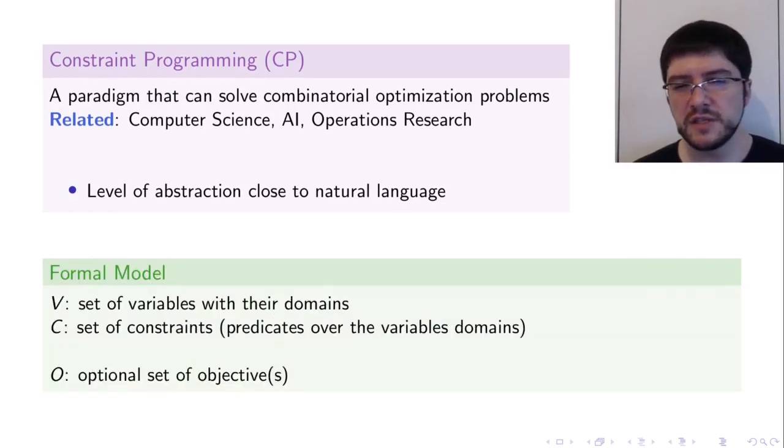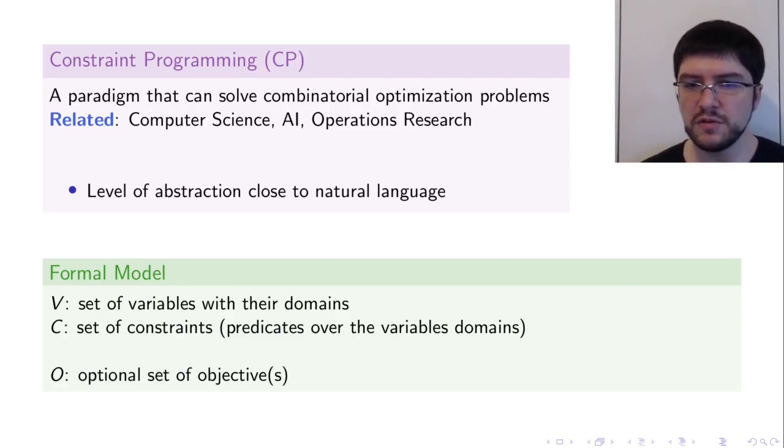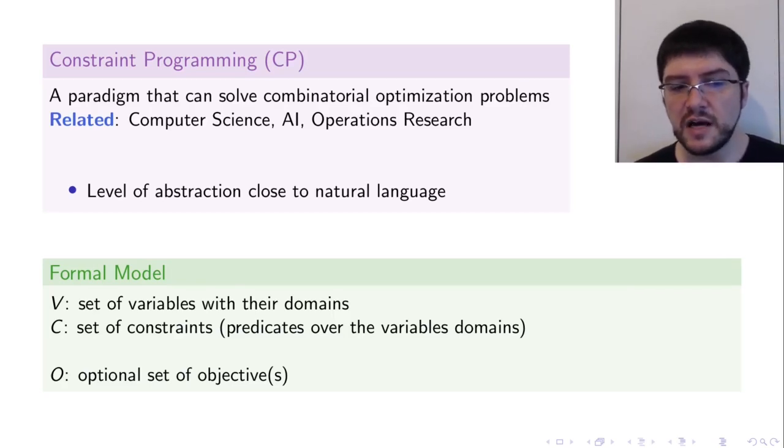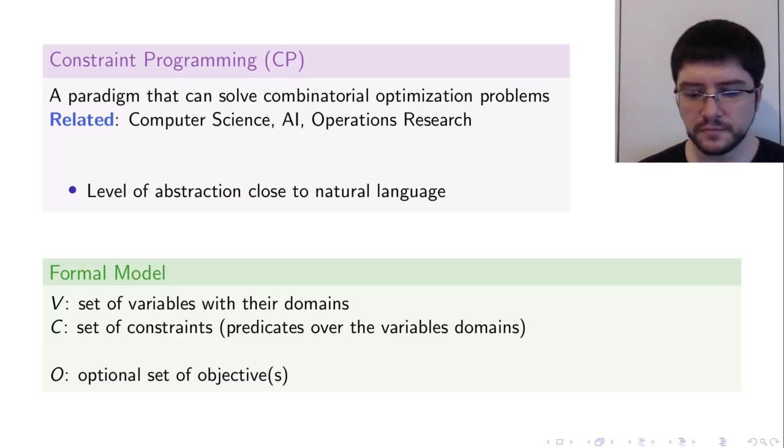Okay, maybe something a bit more formal. To define a CP model, we need a set of variables with their domains, a set of constraints that are predicates over the variables, and an optional set of objectives that we want to optimize for.